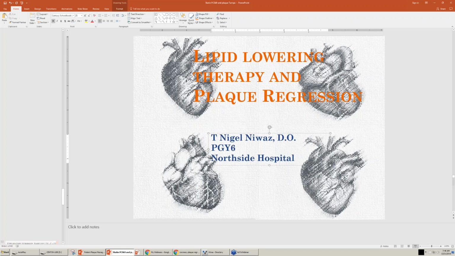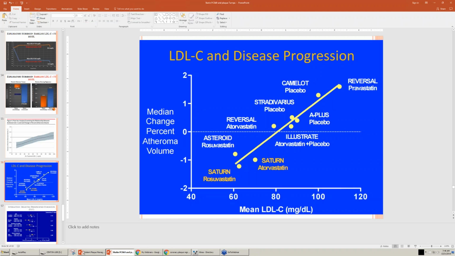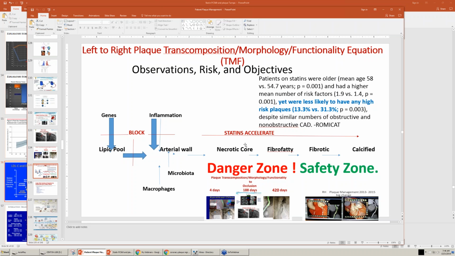So let's end this show. We'll go back to our transcompositional theory. And so basically what we're thinking, looking at these patients, is, again, the genes, the lipid pool, macrophages, and inflammation probably being the same thing.